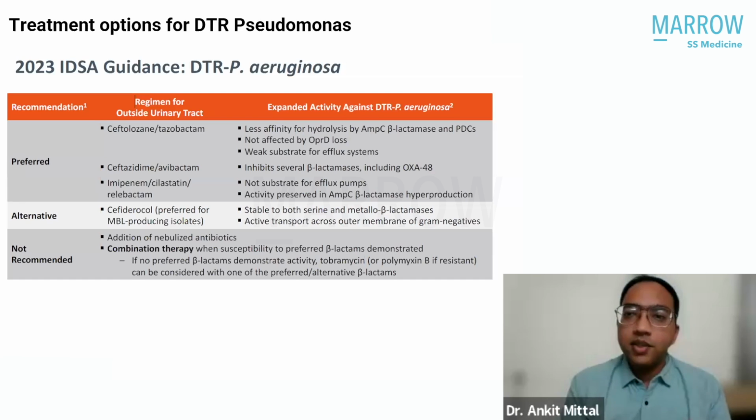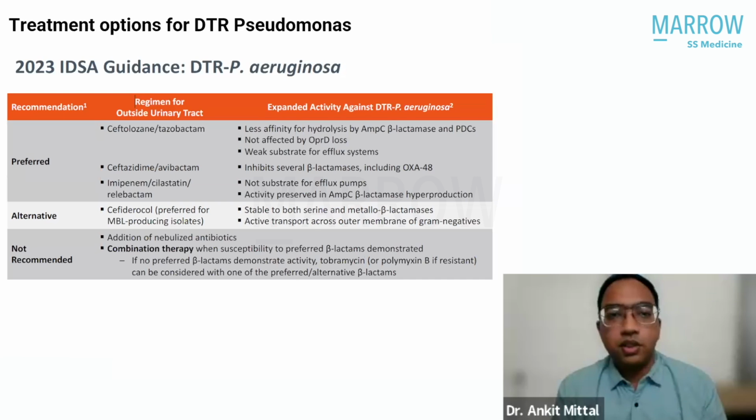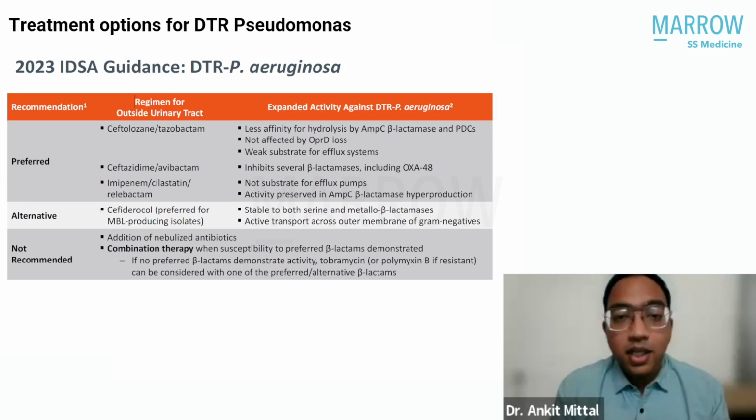But the problem is these cannot be used empirically unless the culture sensitivity report has documented them to be sensitive, right? So in our case, ceftazidime avibactam was resistant. We had asked the lab for ceftolozane tazobactam also, and it turned out to be resistant. And the alternative mentioned in the guidelines is cefiderocol. They've clearly moved away from polymyxins. In our case, anyway, polymyxins could not have been used because the MIC was 4. So what next? We were completely stuck with this case.